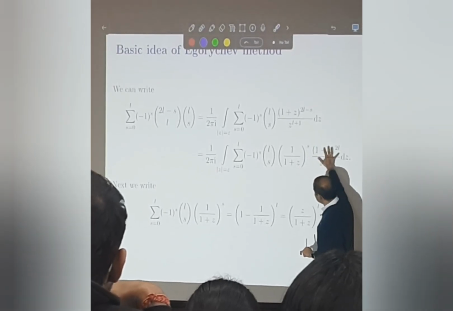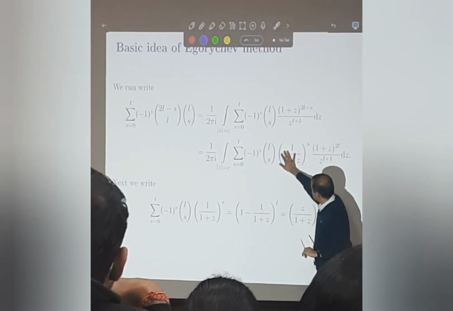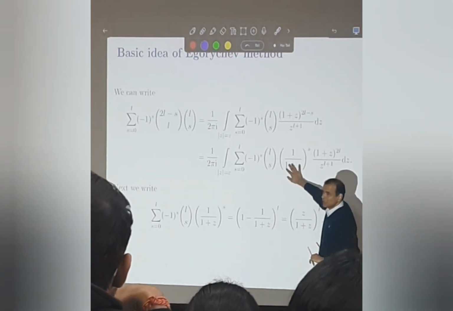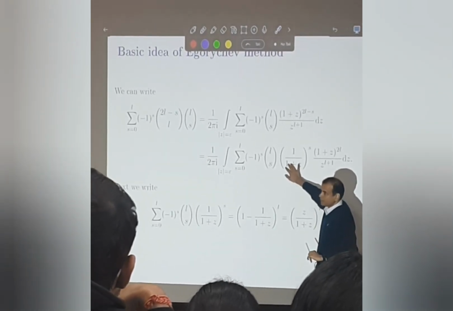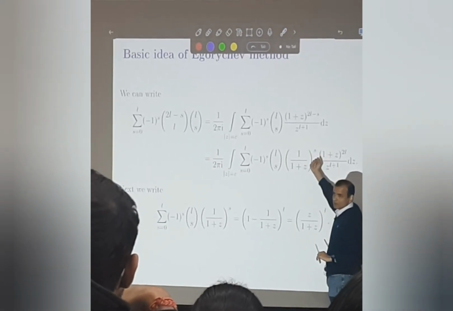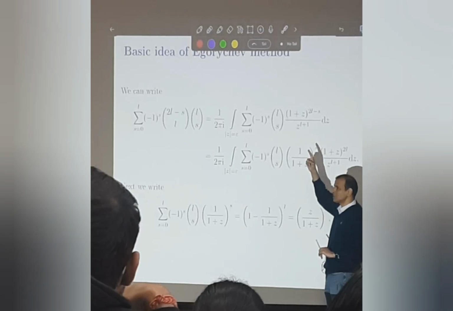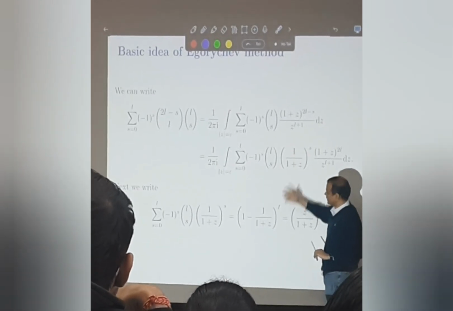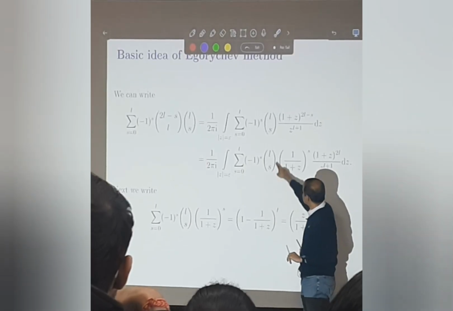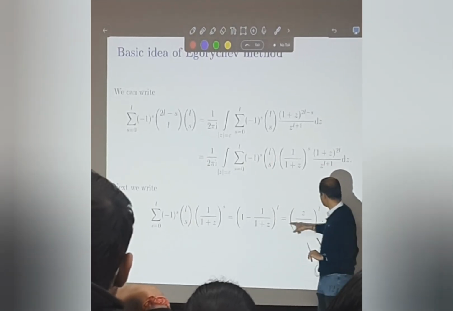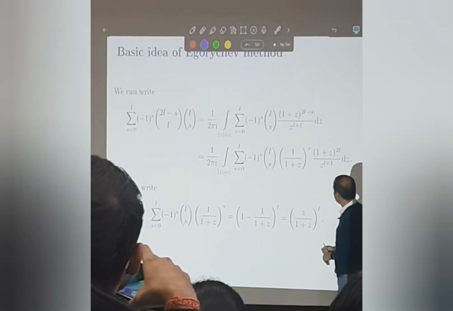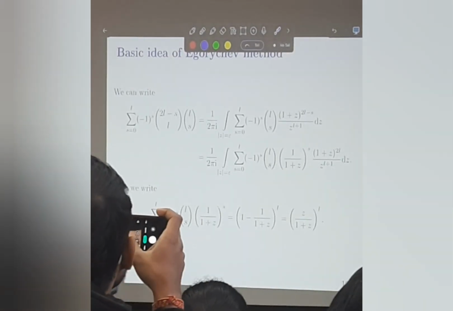Now this is independent of s. These are the only players that depend on s. But this is a very familiar binomial sum. It's minus 1 to the s, L choose s, a to the s, which I know is 1 minus a raised to s. That's exactly what I have: 1 minus 1 over 1 plus z raised to, in this case, L, which is z by 1 plus z raised to L. Okay, but now once you substitute this, magic happens.